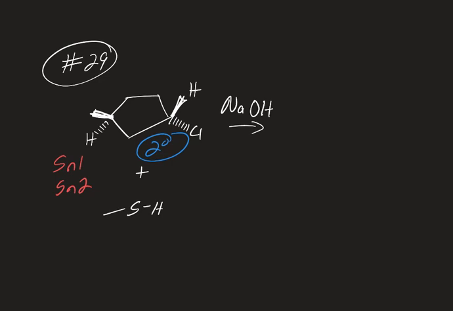So if you see something with a negative charge, you know it's going to be SN2. Right? It can't be SN1. SN1 wants to have a carbocation. You're not going to have a negative charge with a carbocation. Are there any negative charges here?